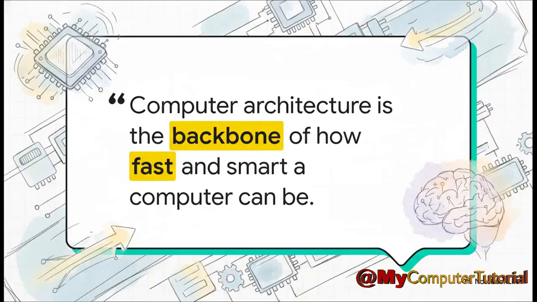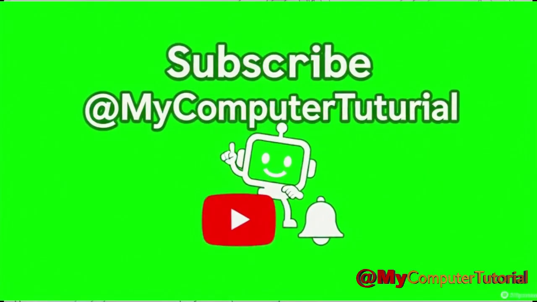But for pretty much everything else, our PCs, our laptops, our smartphones, the balanced, efficient, modified Harvard architecture is king. And that really leaves us with this one big idea. The next time you pick up any device, just remember that underneath it all, there's a fundamental blueprint that defines what it can do and how fast it can do it. Because at the end of the day, computer architecture is the backbone of how fast and smart a computer can be.